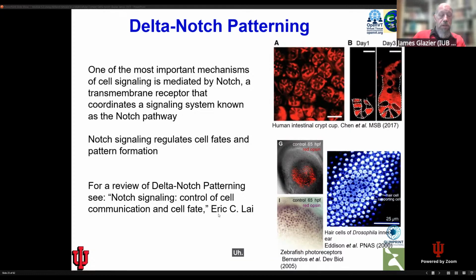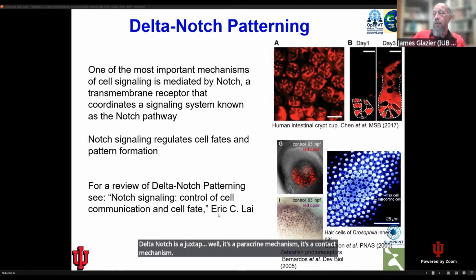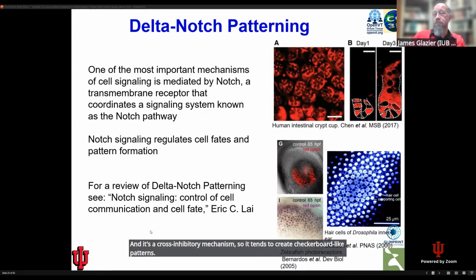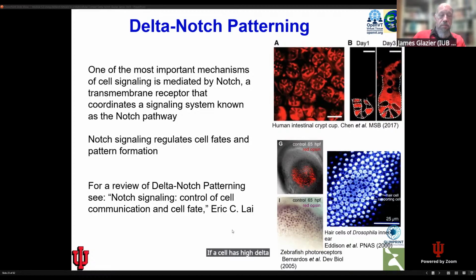Delta notch is a paracrine mechanism. It's a contact mechanism, and it's a cross-inhibitory mechanism. So it tends to create checkerboard-like patterns. If a cell has high delta, it tries to make its neighbors have low delta and vice versa.